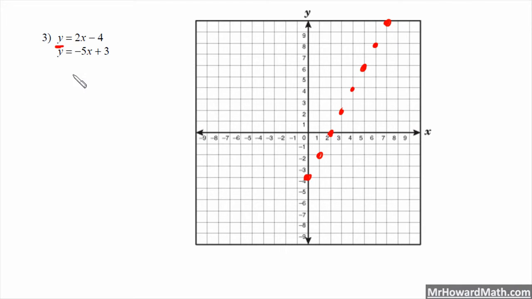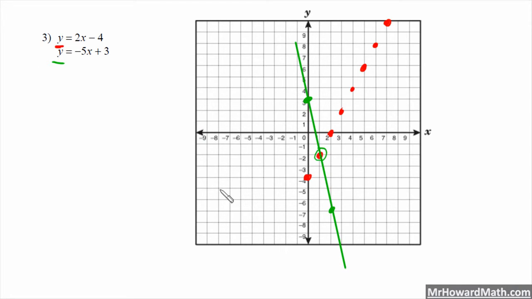So there's that one. We'll do the second one in green. The y-intercept is 3. The slope is -5, so down 5, over 1. So there's the point they share right there. Down 5, over 1 again. That's enough to plot it in there.